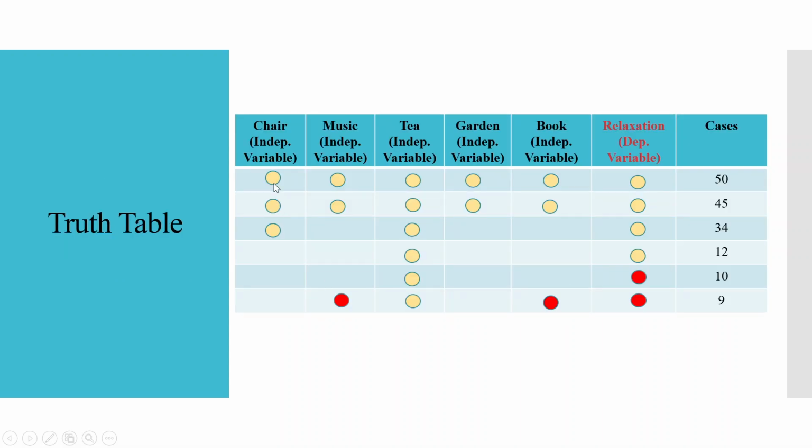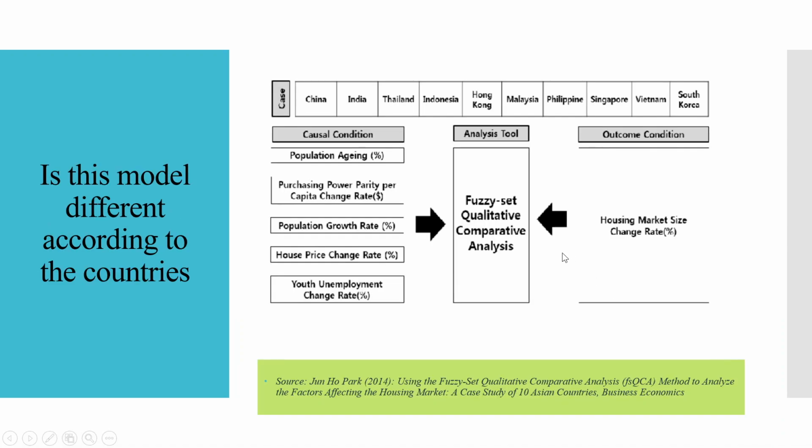So let's say the presence of chair, music, tea, garden, book leads to relaxation in how many cases? So 50 such cases are there which require this combination. For the second combination, 45 such cases are there. For the third one, 34 such cases are there. So we are identifying the cases. Now, how is it useful?